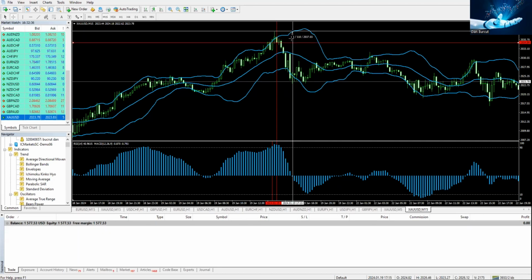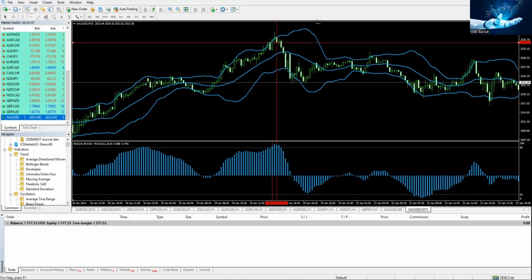What I'm doing after I'm entering, I'm measuring the move, which is around 33 pips. 33, I'm going to give it another 40, so it's 65 for my stop loss.